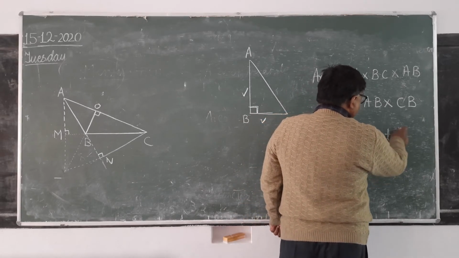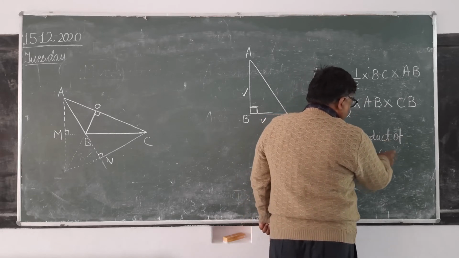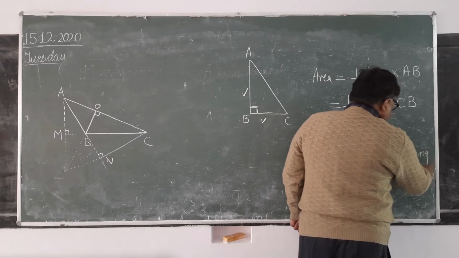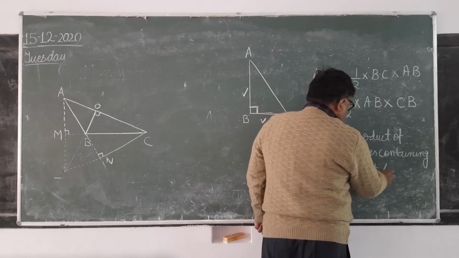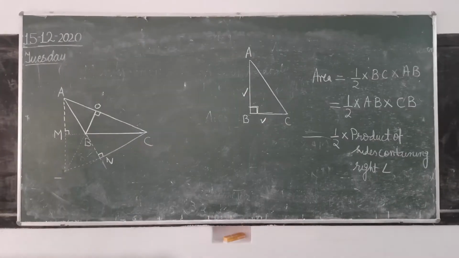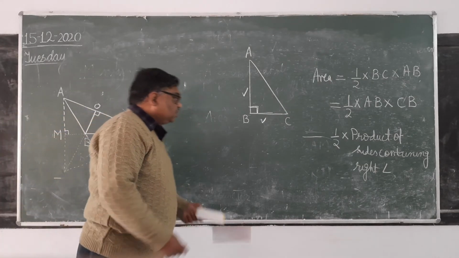Product of sides containing right angle. This is the formula of the area of a right angle triangle.